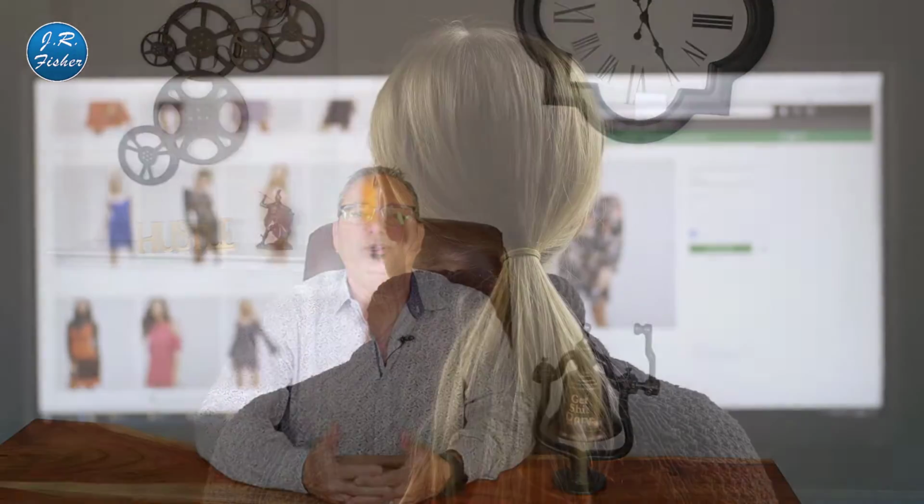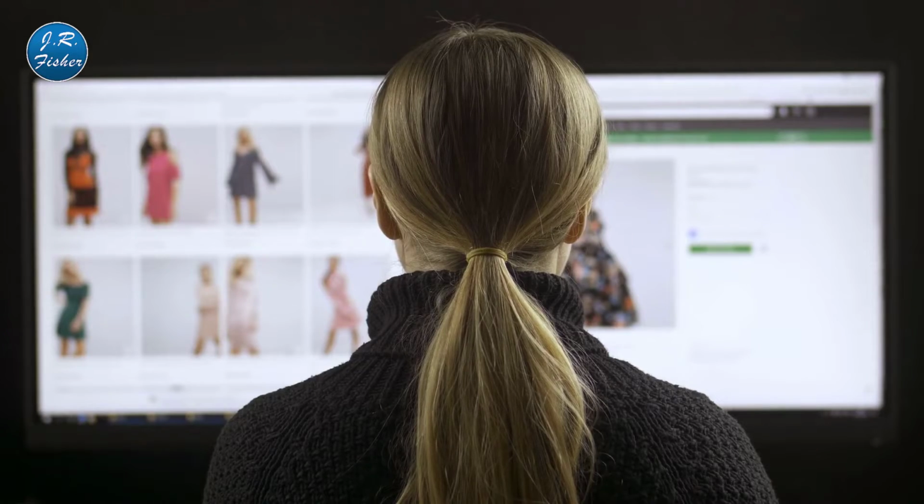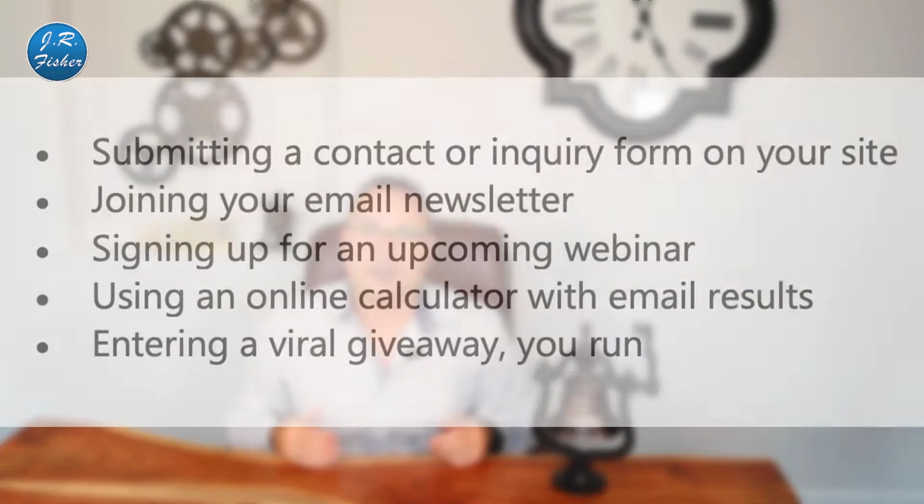Now let's talk about what lead generation really is in WordPress. People come to your site and they're going to perform an action. Let's say they're going to buy a product or a service from you, but like I said, 75% of them don't. And since they don't do that, we've got to figure out how to get their information somehow so we can continue to market to them.